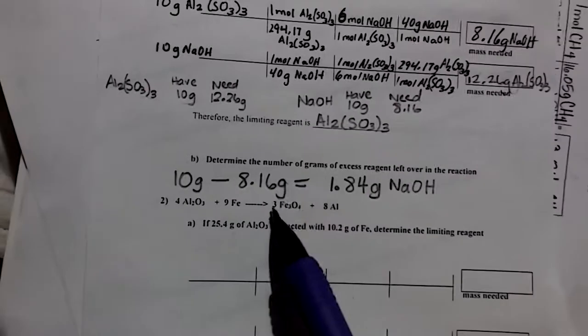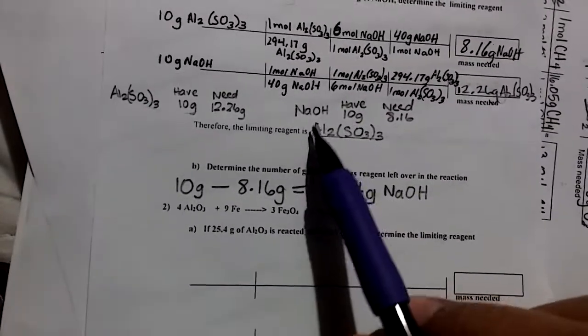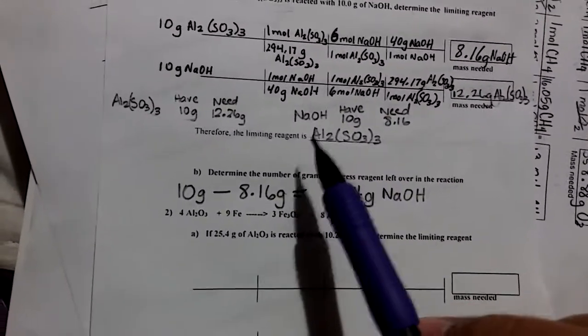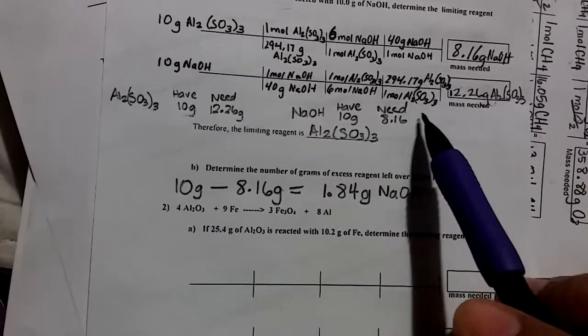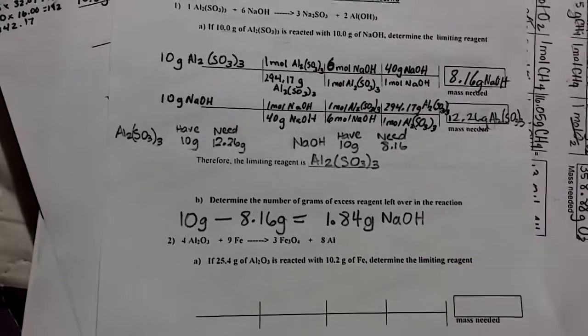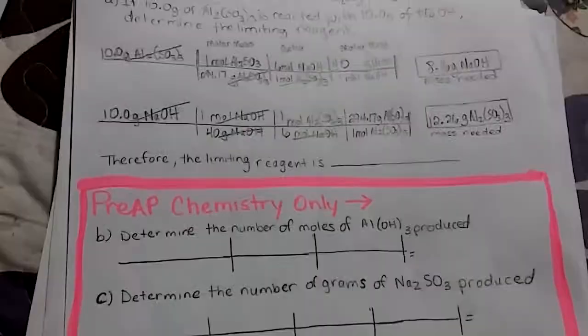Okay, so all you have to do for this one is we found out that NaOH is our excess. So we take our 10 grams and subtract from our 8.16 grams, and 1.84 grams is left over. And that's what you do to solve for that one. Okay, this is only for the pre-AP class assignment.